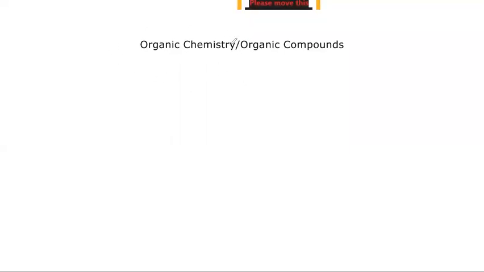And if you remember the definition of organic chemistry we discussed at the start of this course: organic chemistry is the chemistry of the organic molecules, or the chemistry of the carbon compounds. That's why these are called organic compounds, or simply you can call them carbon compounds. So the chemistry of the carbon compounds is called organic chemistry.